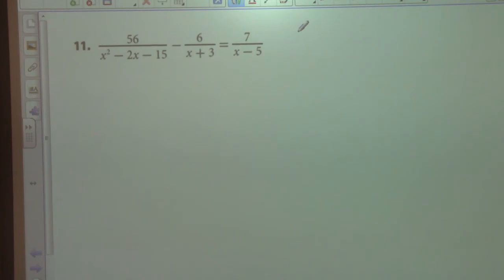Well, you need to factor the first one. It looks like it would be -5 and +3. So, equals, what's that going to be? x minus 5 and x plus 3. And then multiply everything by your least common denominator. What's that going to be? x minus 5, x plus 3.